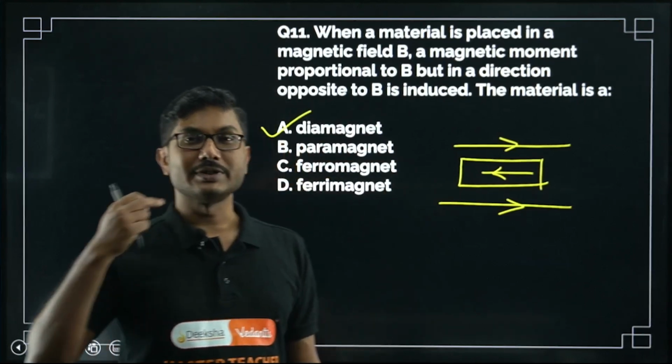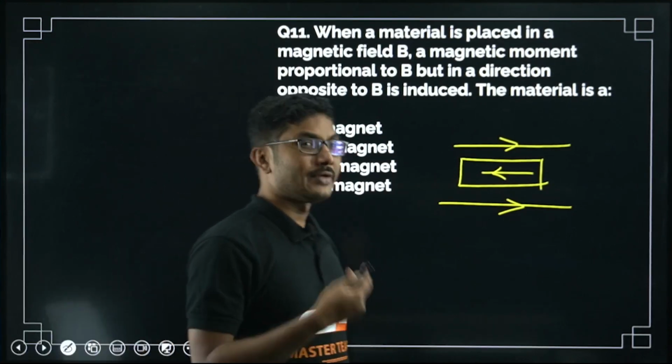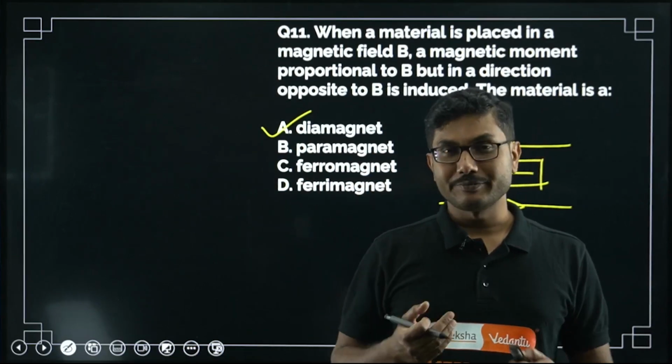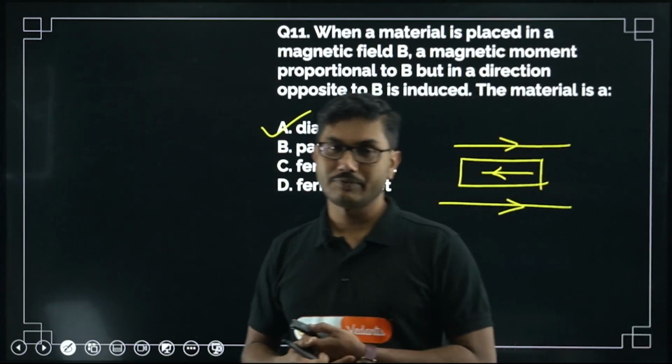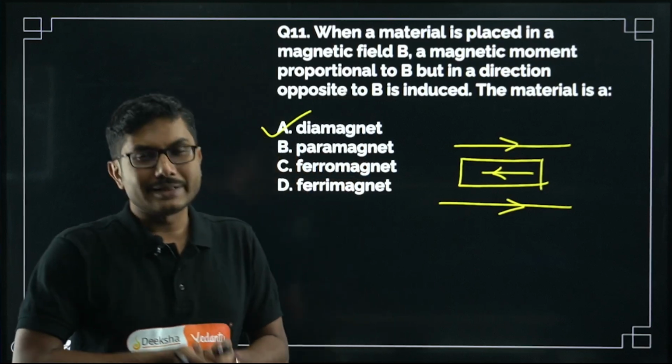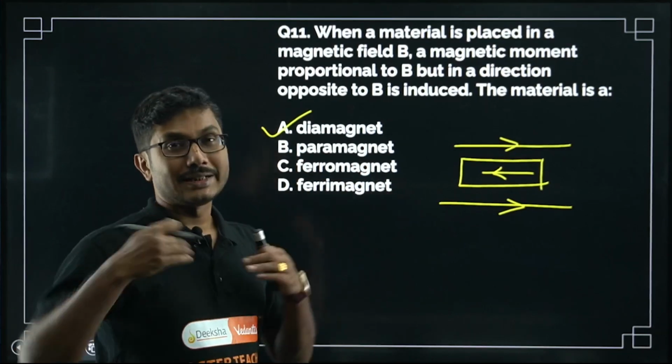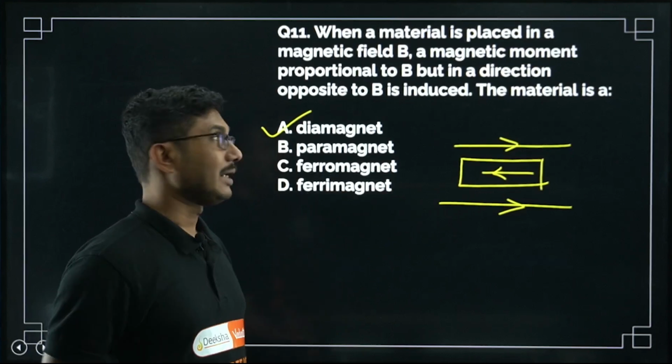If it is induced in the same direction, then it can be a paramagnet or a ferromagnet. If it is strong in the direction of the field, then it is a ferromagnet. If it is weak in the direction of the field, then it is a paramagnet. But if it is opposite, then definitely it is a diamagnet.